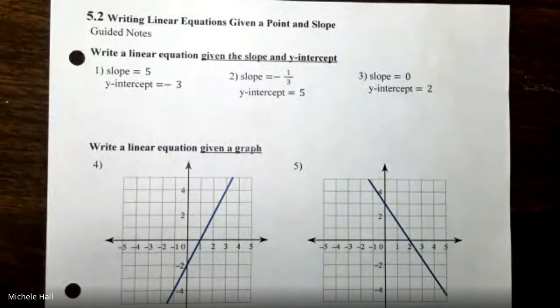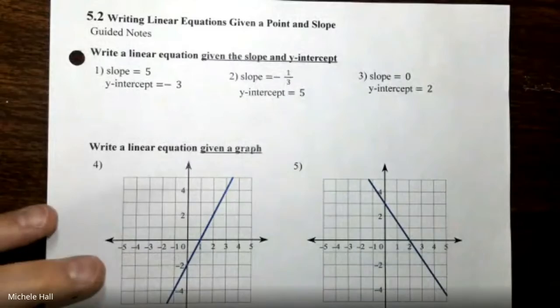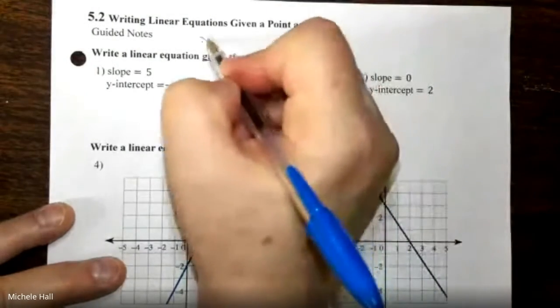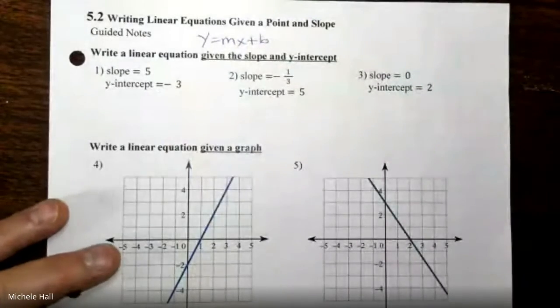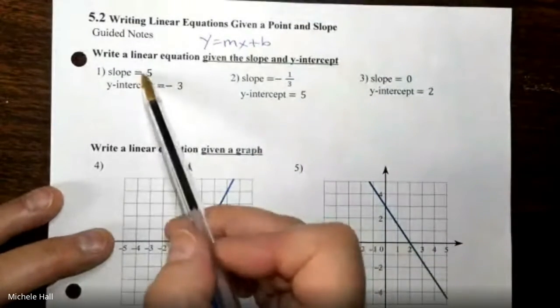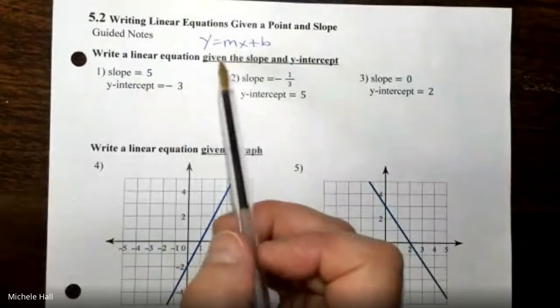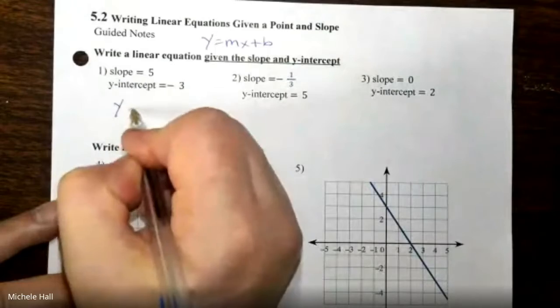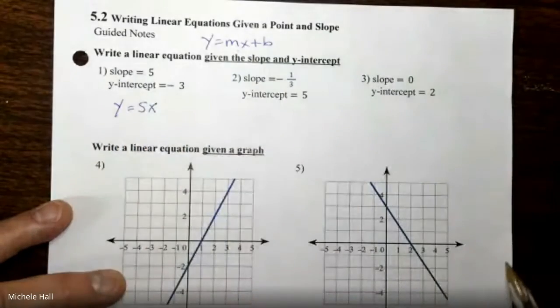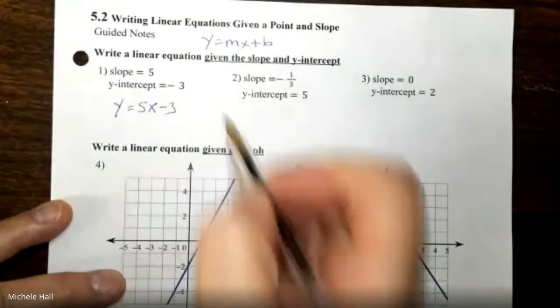3.2, write linear equations given a point and a slope. We are going to be using y equals mx plus b, slope-intercept form. I have a slope and I have the y-intercept. We're working backwards now. We're going to create the equation. Y equals my slope, x, and my y-intercept is -3.